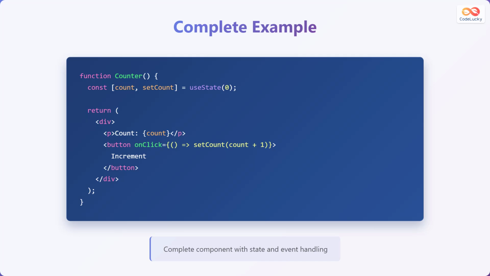Let's look at a complete example of how to use the onClick event handler in a React component. This component uses the useState hook to manage a count state variable. The onClick prop of the button is assigned an arrow function that increments the count state variable by 1. When the button is clicked, the count state variable will be updated, and the component will re-render to display the new count value. This demonstrates how to use onClick to create a simple counter component.